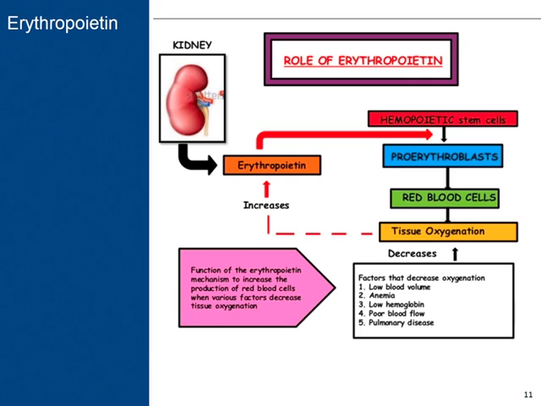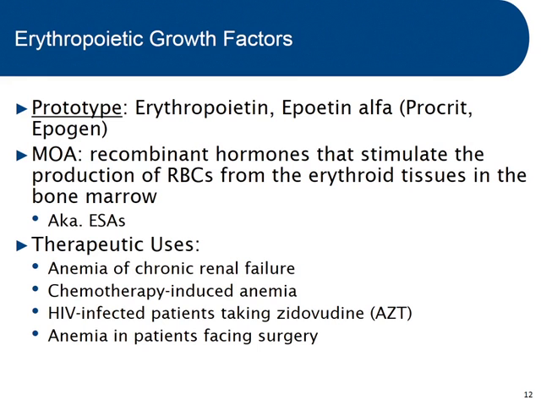And by the way, erythropoietin has other actions in the body, but we're not really going to talk about those. Really, for our purposes, we'll talk about the role of erythropoietin in regards to stimulation of red blood cells. Our prototype erythropoietic growth factor is epoetin alpha, and the brand name is either Procrit or Epogen.